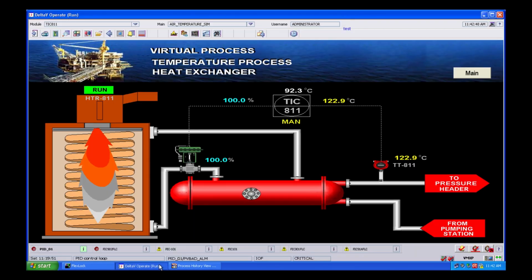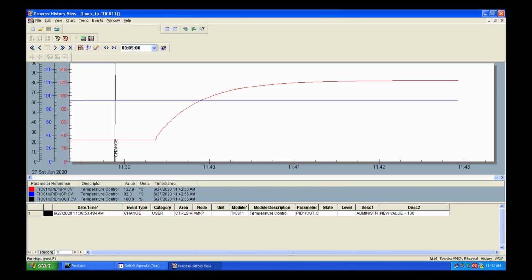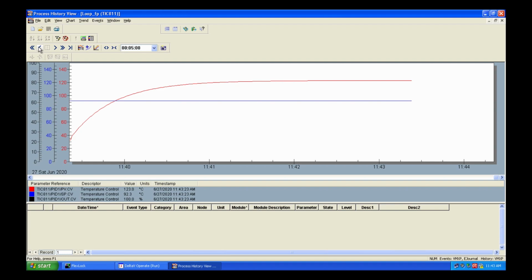Later in this video, I'm going to show you how we can analyze this curve, the rate curve, so we can get several parameters, including time constant and time delay, whose values are very useful for determining the PID control parameters for the proportional, integral, and derivative.